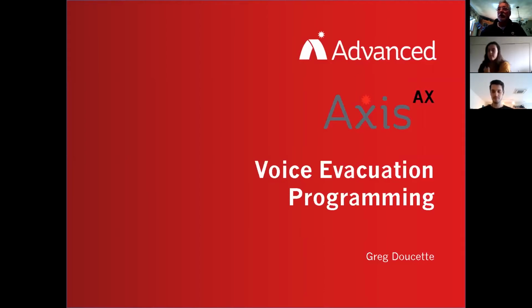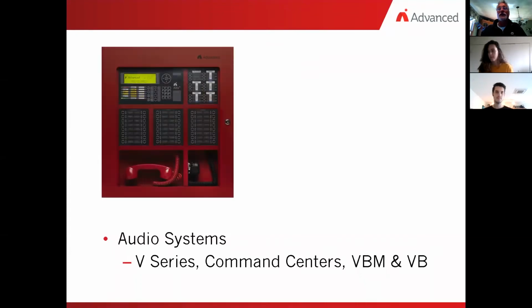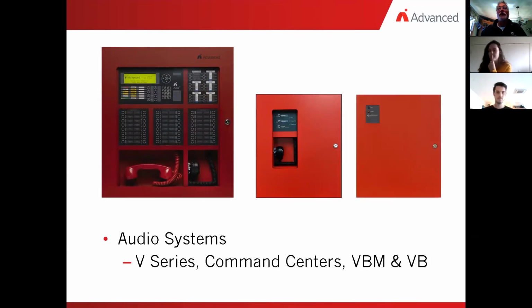We are going to talk about the voice evacuation programming. I'm going to begin here and talk about our voice evacuation. There's a couple of different items that we can do with the system. We have a V-series panel, command center panel, which you see here, along with what's known as the VBM, voice box with microphone. And then we also have an item that's called the VB, which is voice box, no microphone.